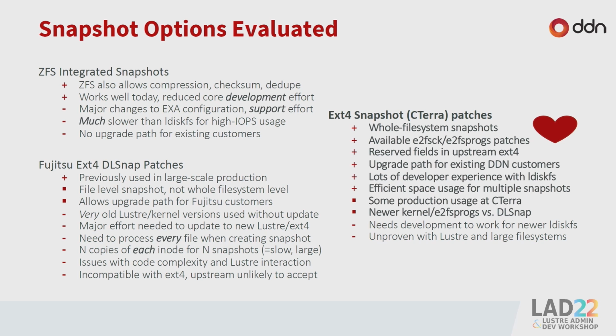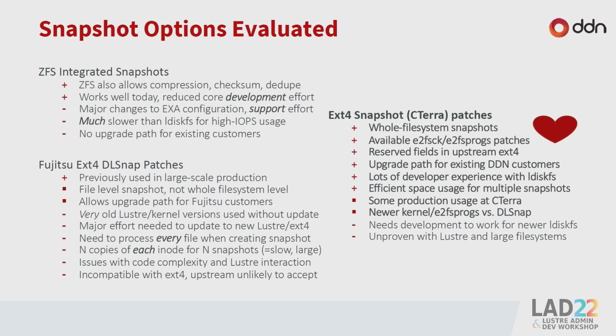The other technical issue is that DL Snap requires that every single file that's being snapshotted is processed. So if you're doing a snapshot on a file system that has 1 billion files, it's more like a small directory kind of functionality rather than a whole file system functionality. And so we didn't think that was going to be very practical.